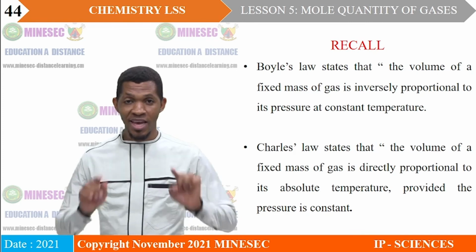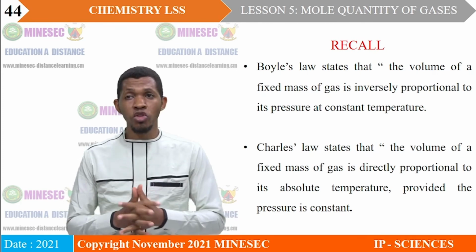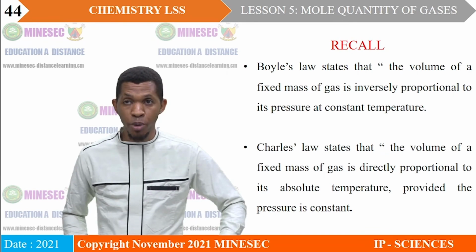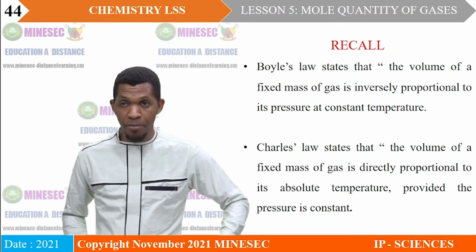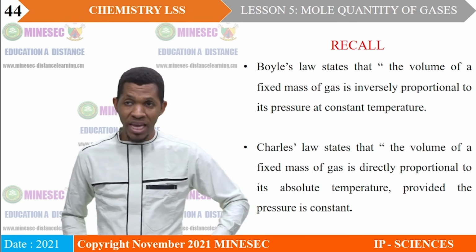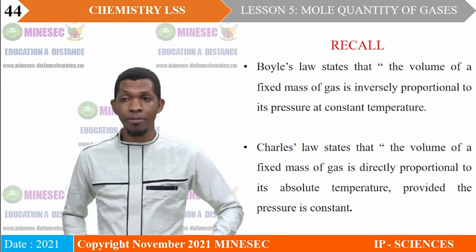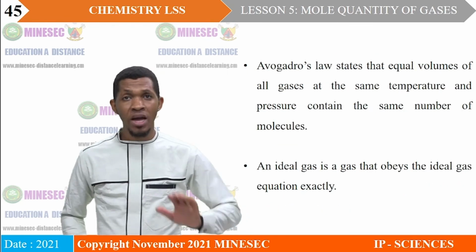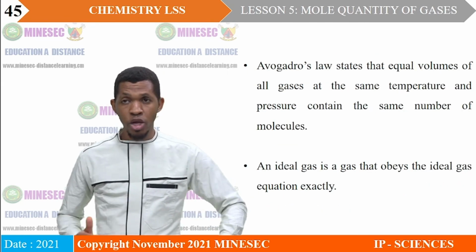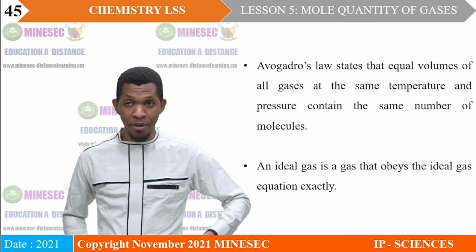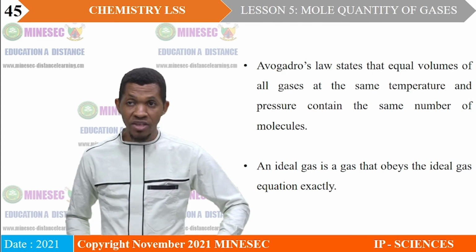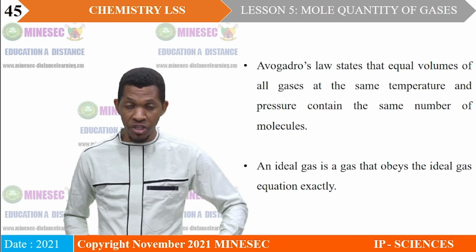Recall, it is important to remember that Boyle's law states that the volume of a fixed mass of gas is inversely proportional to its pressure at constant temperature. Charles' law states that the volume of a fixed mass of a gas is directly proportional to its absolute temperature, provided pressure is constant. Avogadro's law states that equal volumes of all gases at the same temperature and pressure contain the same number of molecules. An ideal gas is a gas that obeys the ideal gas equation exactly.